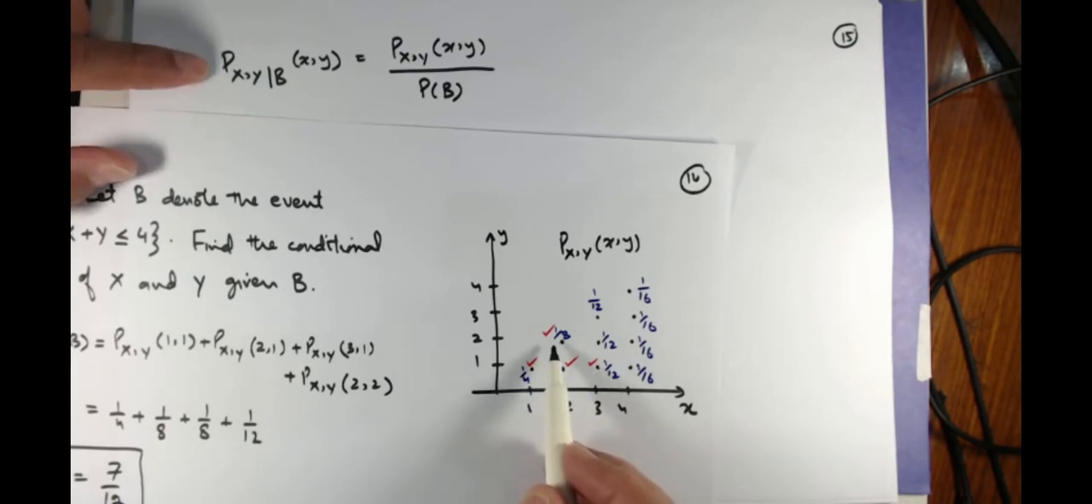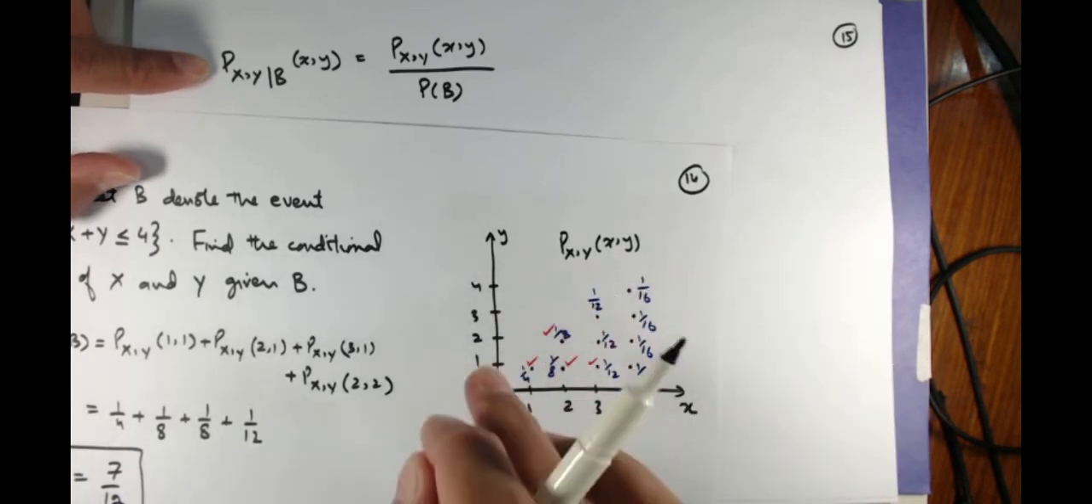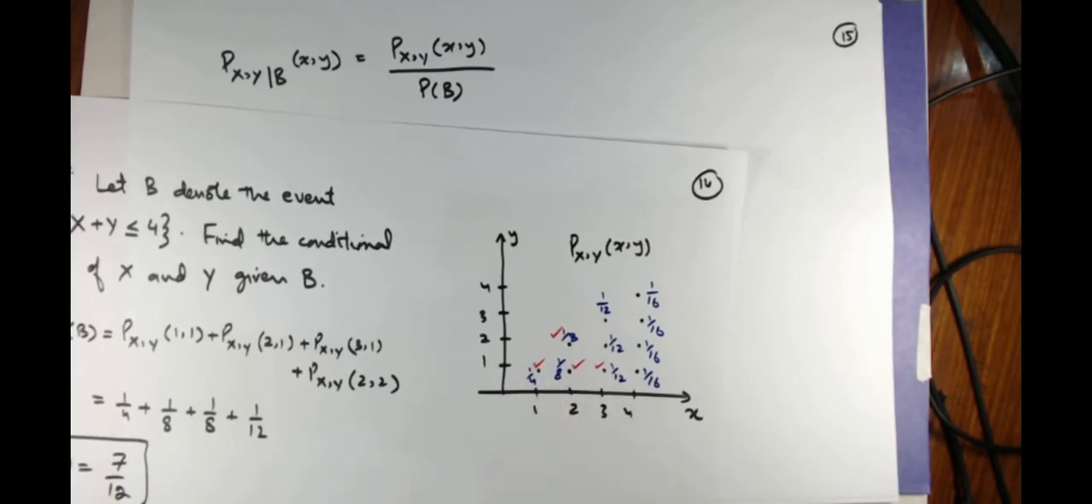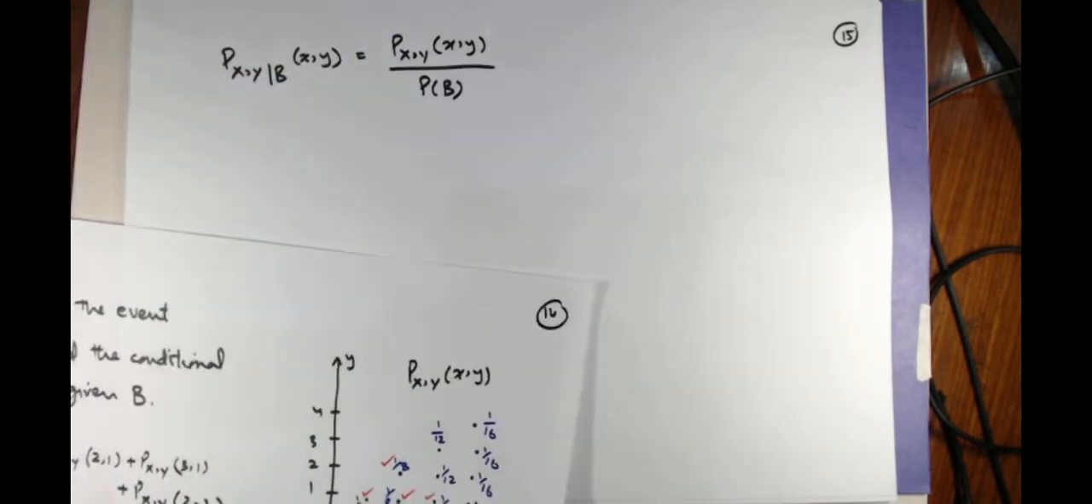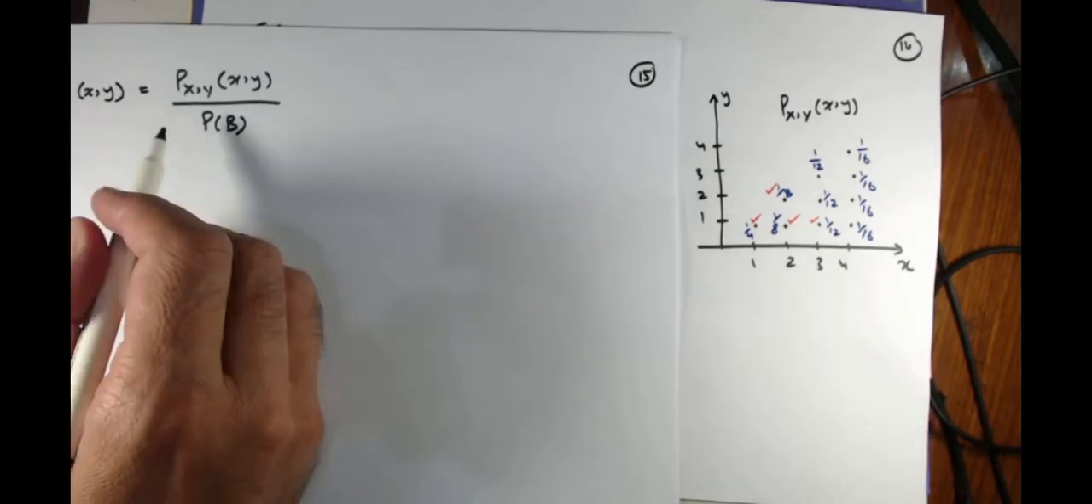So you see how many points are there now in this event B: 1, 2, 3 and 4, only these 4 points. So now the total probability 1 will be redistributed among all these 4 points. So obviously the conditional PMF will have more probability at each point. How to calculate that? We'll use this as the basic formula. Let me keep this here as a ready reference.